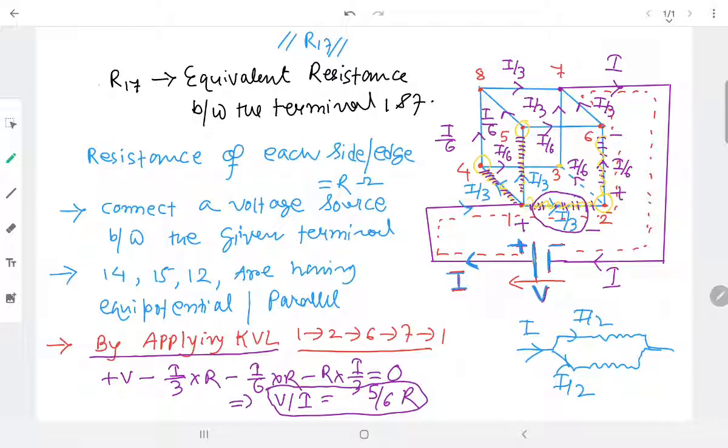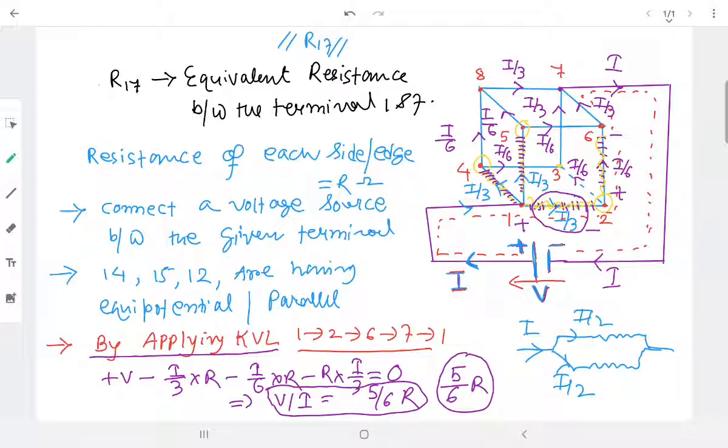Between 1 and 7. If the question is, suppose, between 2 and 8, what will be the answer? Again the same answer. 2 and 8 corner points, 1 and 7 corner points are exactly opposite corner points in the cube. That's why if the corner points are exactly opposite, whether it can be 2 and 8, it can be 5 and 3, it can be 4 and 6, all R will be same and the answer will be 5 by 6 R. You need to remember this formula and apply it. This is a very standard question.